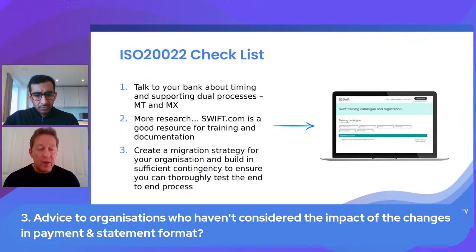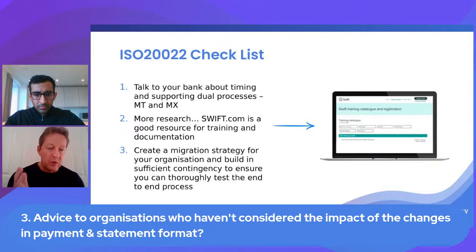We've been working with HSBC and Barclays, and both banks are running the MT and MX messages in parallel until 2025. So in other words, there's no need to panic just yet. However, based on these timelines, and we know bank projects are complex and they take some time, so create a migration strategy which fits inside that timeline for your organization, leaving plenty of contingency towards the cutoff point.